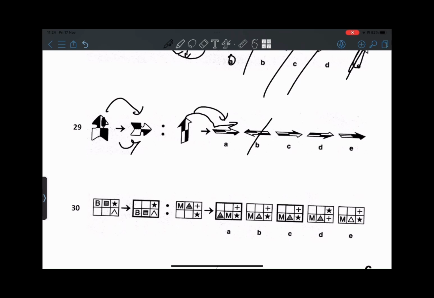Let's look at the patterns first. So the black goes to white. So this one, the bottom is going to have black. That leaves out C. So you're left with D and A because they have a black one of this, right? This part is black. And now you have to figure out which one is actually a proper rotation.